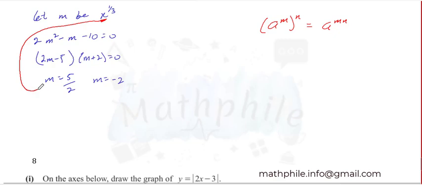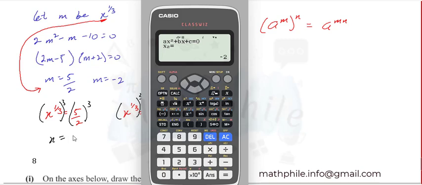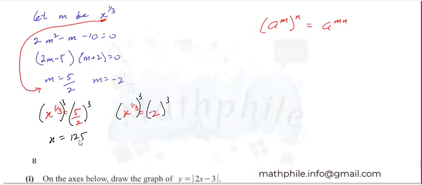So wherever you see m, we put x raised to the power 1 over 3. So we got x raised to the power 1 over 3 is equal to 5 over 2. Then at the same time, x raised to the power 1 over 3 is equal to negative 2. I can cube both sides to get rid of the fraction at the exponent. So x raised to the power 1 over 3 cubed will give you x. Then 5 over 2 cubed should give you 125 over 8. Similarly, this will give you x, and negative 2 cubed will give you negative 8. And that will answer this question.